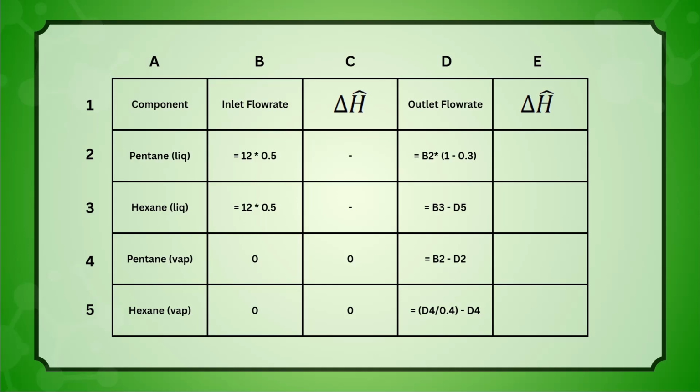We can use the following equation shown here to calculate the value. For vapor pentane, subtract the liquid amount from the inlet total to find the vapor flow rate. And for the vapor hexane, since the vapor stream contains 40% pentane, we can divide the vapor pentane value by 0.4 to get the total vapor flow rate. Then subtract the pentane amount to find the vapor hexane flow rate. Now let's implement this into Excel.